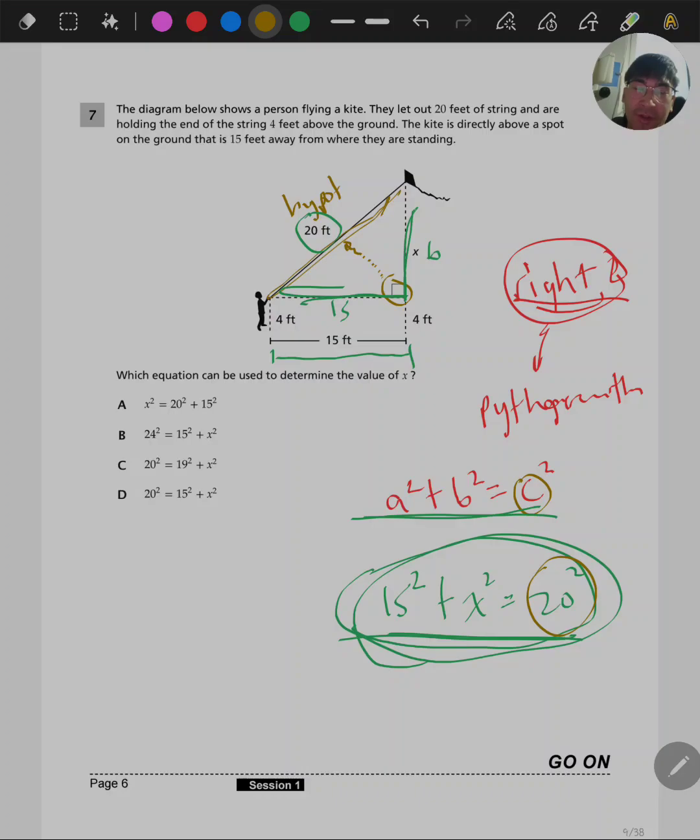This 20 squared, right? It's by itself. You can swap the left and right side of the equation to get an equivalent equation. 20 squared is equal to 15 squared plus x squared. So this equation is equivalent to that, so it's going to be this one. It can't be this one. So just be careful of which number is by itself, and make sure that is the hypotenuse or whatever leg you're trying to solve for.